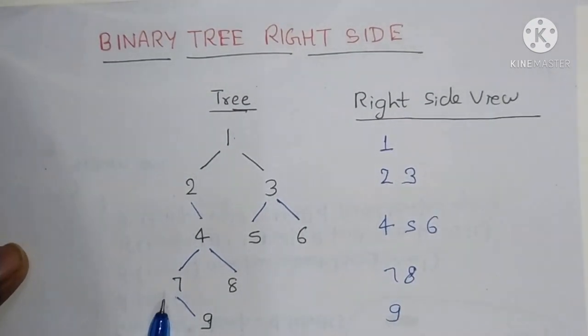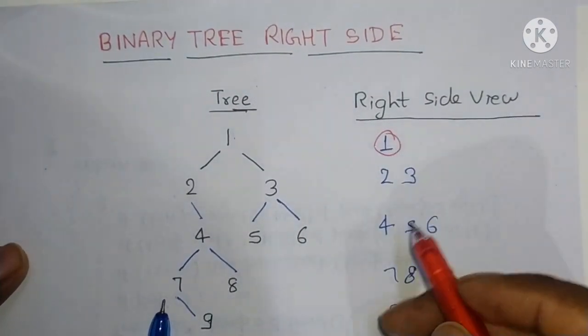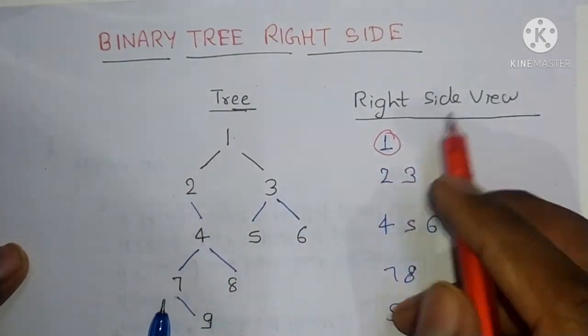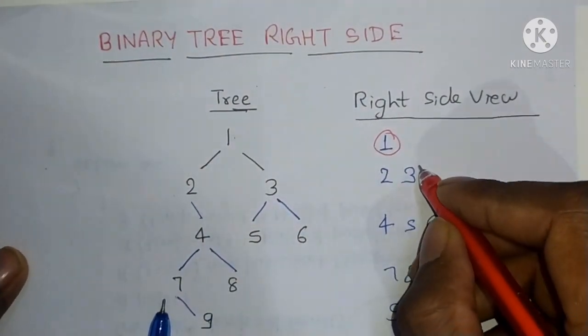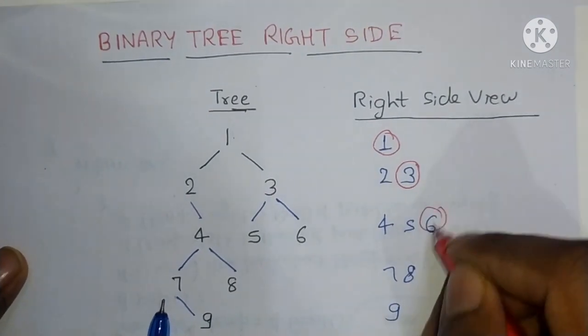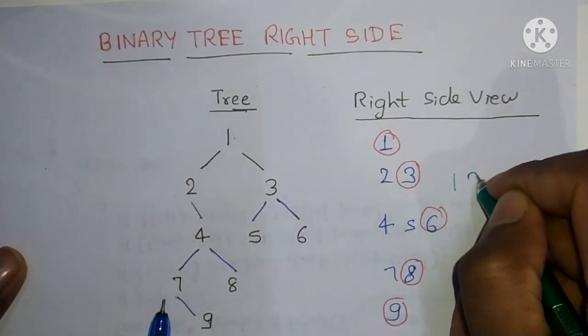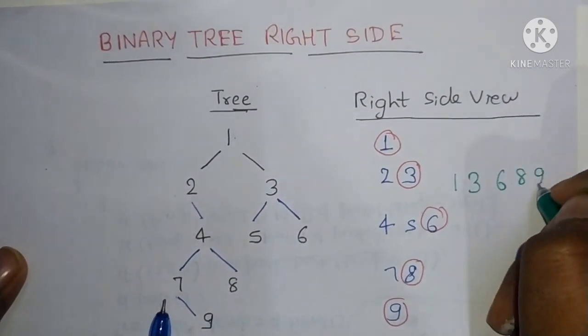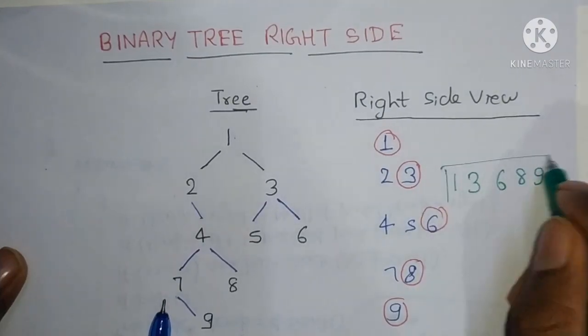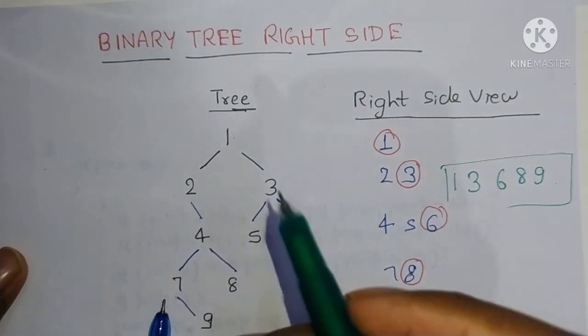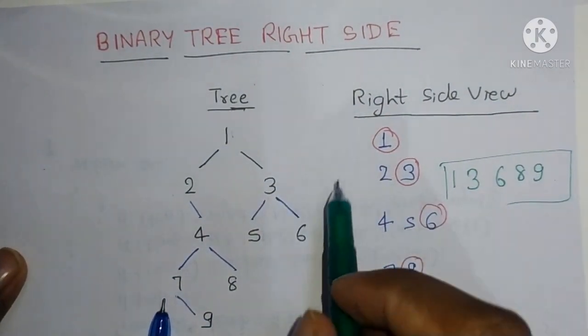The answer will be the rightmost element of all the layers, right? For the first layer, the rightmost element is 1, then 3, then 6, then 8, then 9. So the answer will be 1, 3, 6, 8, 9, because this will be the right side view of this tree. How will this be the right side view?